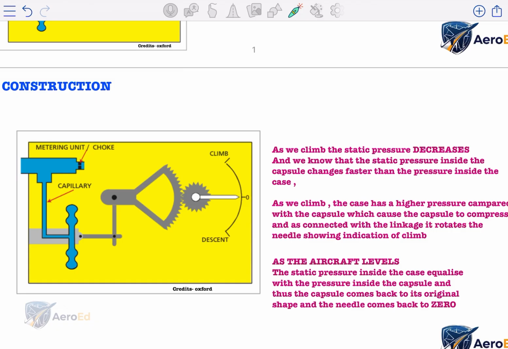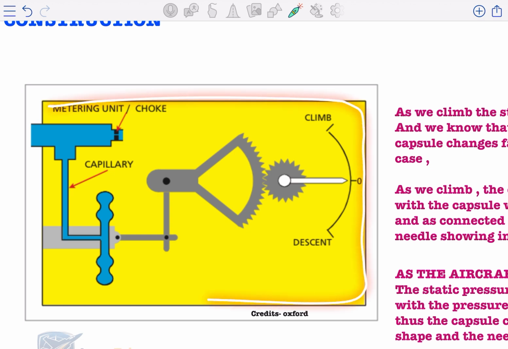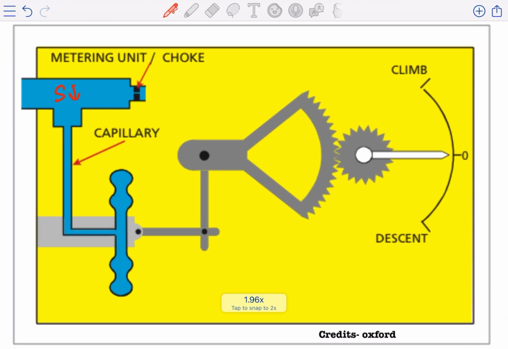So let me explain. Now we know that whenever there is a pressure change, like when the aircraft climbs or descends, the capsule reacts immediately. There is an immediate change of pressure at the capsule. But there is a slow change of pressure at the instrument case due to this restrictive choke or metering unit. So when the aircraft climbs, what happens? Static pressure decreases immediately at the capsule, and thus we can say that comparatively the pressure is lower at the capsule compared to the casing because of this metering unit or the choke.